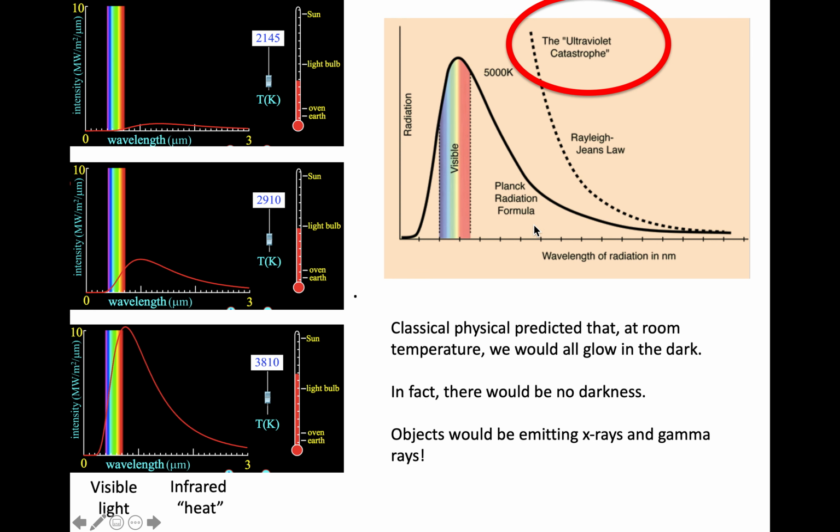Well, this means that even at room temperature, we would all glow in the dark. Our temperature would be one where we're not just emanating heat of some kind, we're glowing in the dark. In fact, there would be no darkness because we would always have visible light being emitted. In fact, we would have even over here higher and higher energy. Everyday objects would be emitting X-rays, gamma rays. Look around the world. This is not the world we inhabit. So classical physics is really failing miserably on this. The failures right here are not even close.